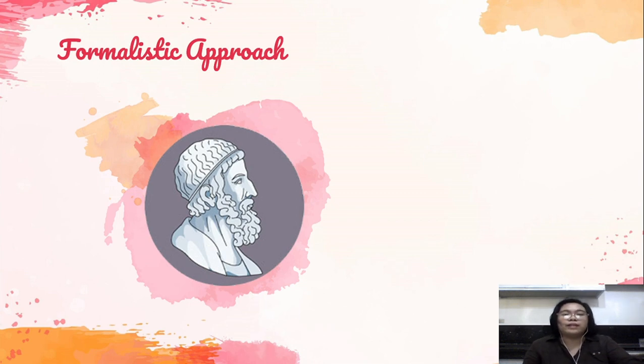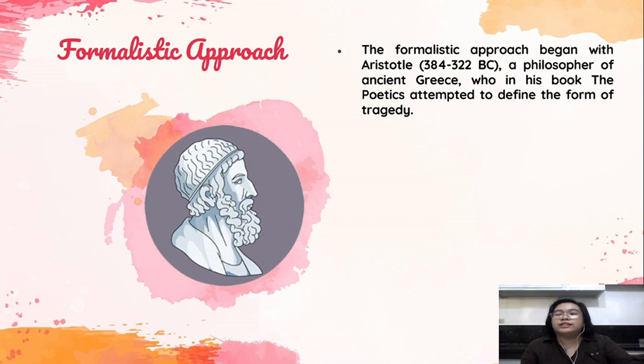Next approach is the formalistic approach. The formalistic approach began with Aristotle, a philosopher of ancient Greece, who in his book The Poetics attempted to define the form of tragedy. So the main founder of the formalistic approach is Aristotle. His work emphasizes the literary work's form and structure. His work about the notions of tragedy in The Poetics paved the way for founding the formalistic approach.